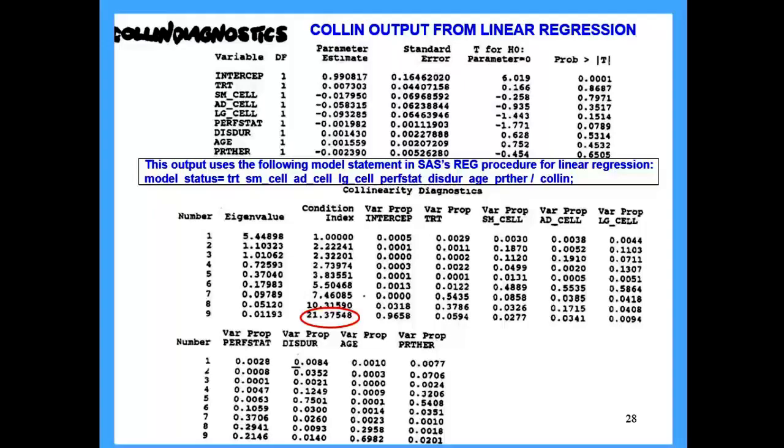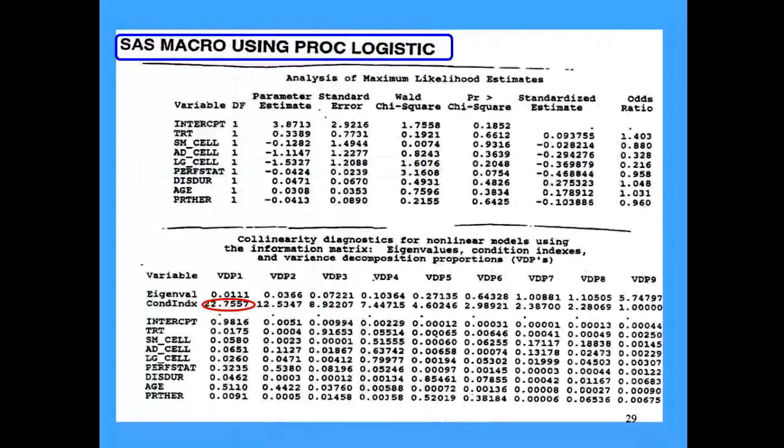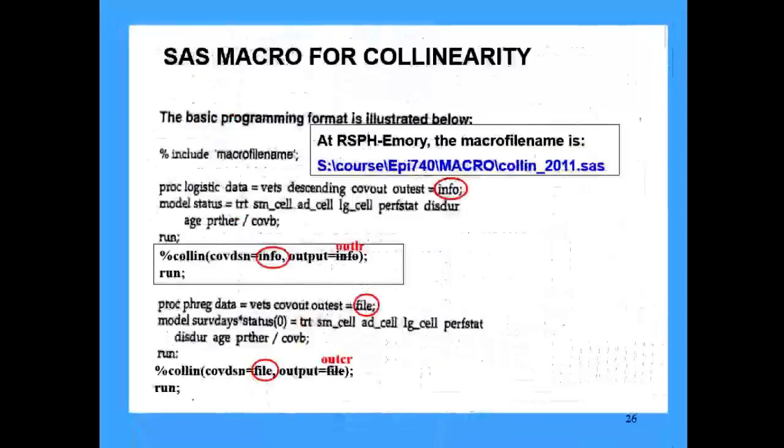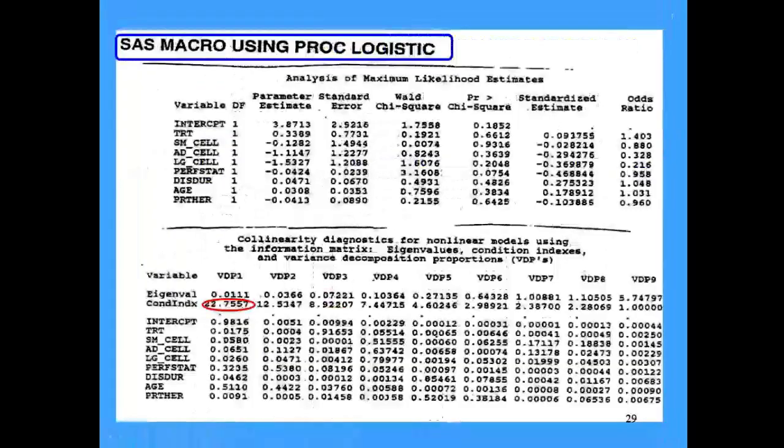Okay, now, what about this? This is what happens when I use the macro that I just showed you two slides ago, the macro on the logistic regression. What do I get? Well, there it is. This is just the fit of the model, but look down here at the bottom. You see these things over here? See the 22.7557? What's that? That's the largest condition index I get if I do logistic regression with these data.